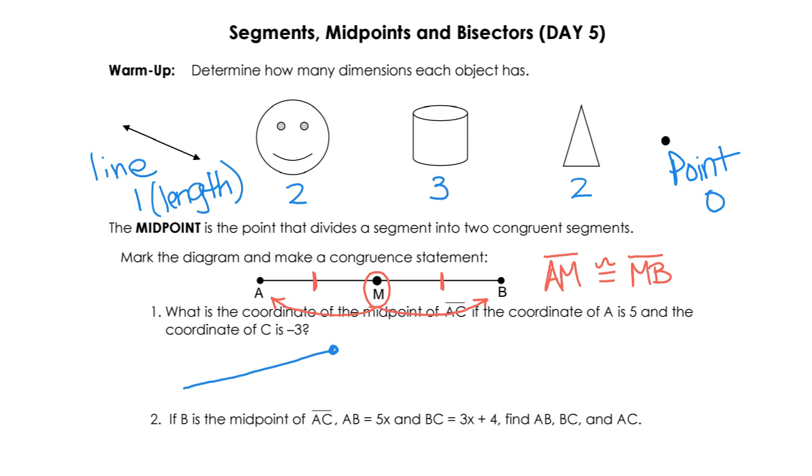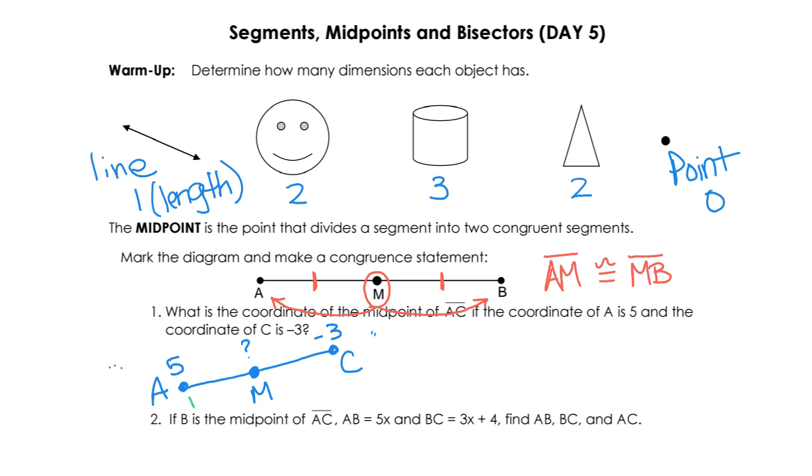AC has a bar above it, so we will draw a line segment and call it AC. And they're asking what are the coordinates of the midpoint. So we don't know the coordinates right here. But they will tell us that A has a coordinate of 5 and C has a coordinate of -3. And this is a little goofed up because normally the negatives are on the left-hand side and the positives on the right-hand side. So if it matters to you, you can always switch it around.